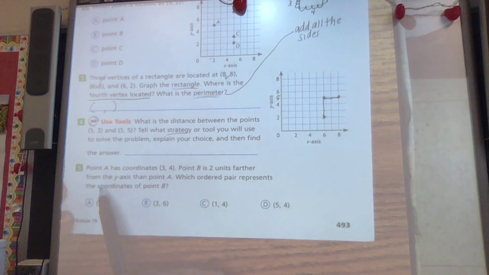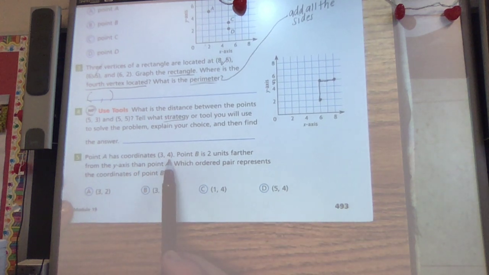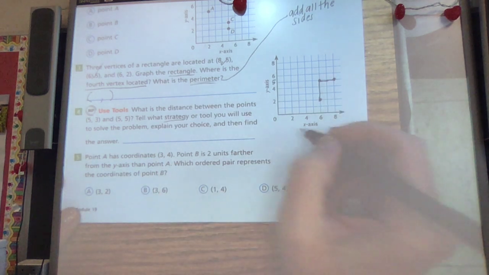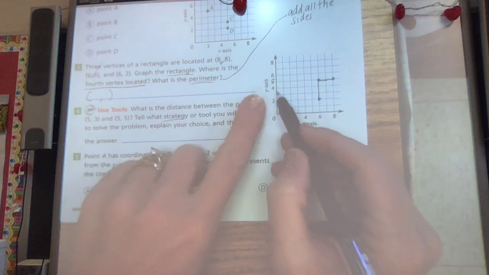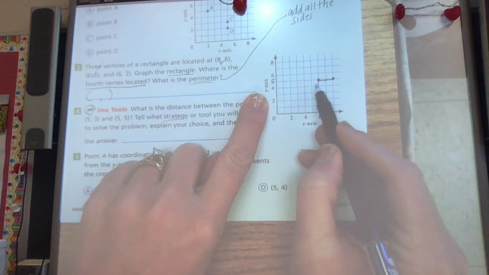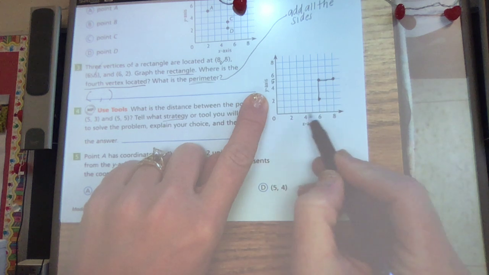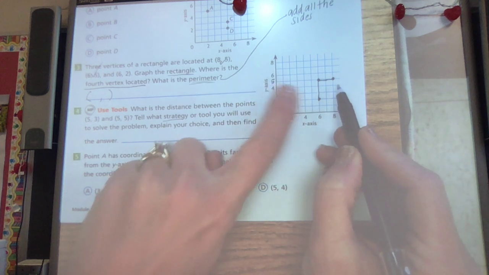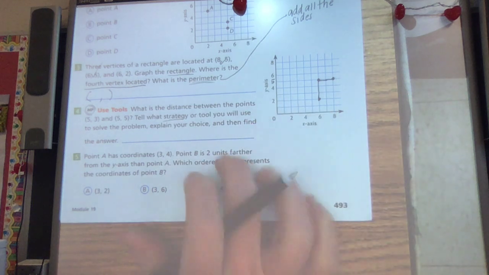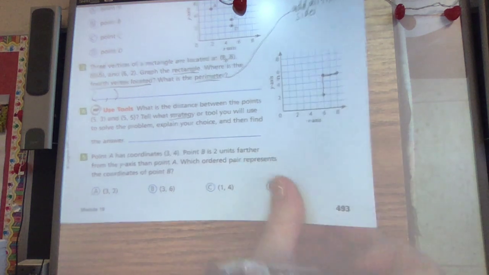All right, number 5. Point A has coordinates 3, 4. Point B is 2 units farther from the y-axis than point A. So which ordered pair represents the coordinates of point B? Remember where the y-axis is. Here's the x, here's the y. So if it says it's farther away from the y, that means this x has to be bigger, right? To get it farther from that. So I want to see what you guys will choose for that one.